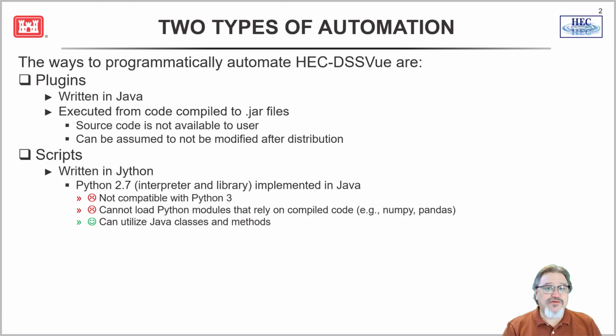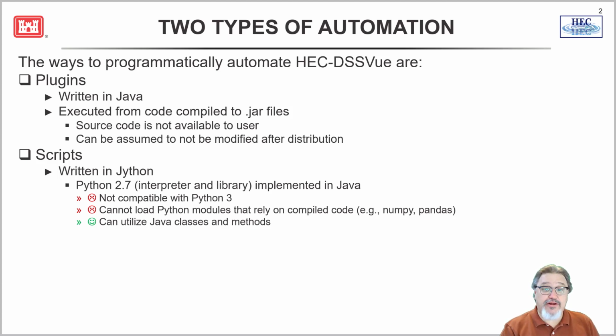And everything you see today that's Python is Python 3. There's no Python 2 stuff out there that's being actively supported. And so having Jython stuck in Python 2.7 is an issue. It's not compatible with a lot of stuff out there.